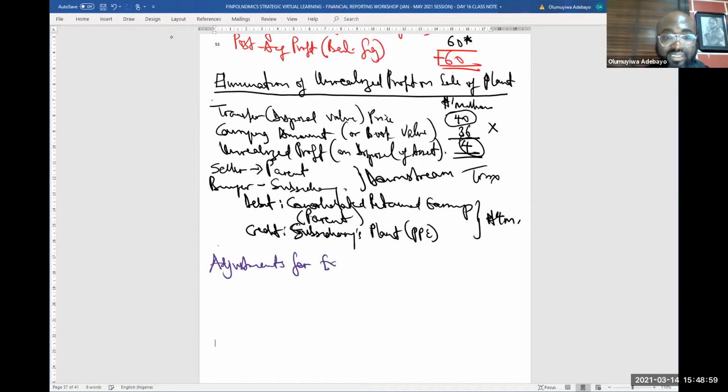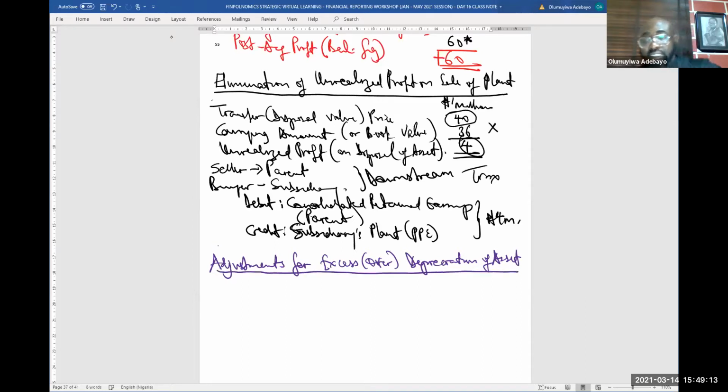For excess, or what some people call over depreciation of assets. Remember, this adjustment will not be required if it's land because there was no depreciation in the first place. Therefore, nothing to adjust for. Now, there are two approaches to which I'll do this adjustment.